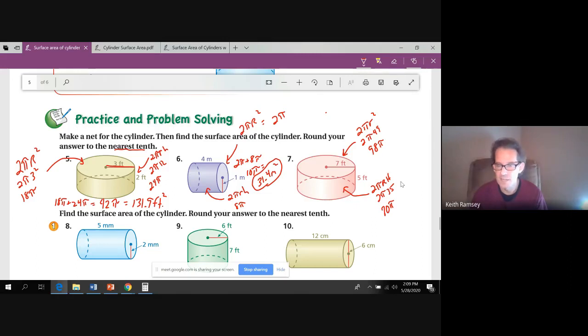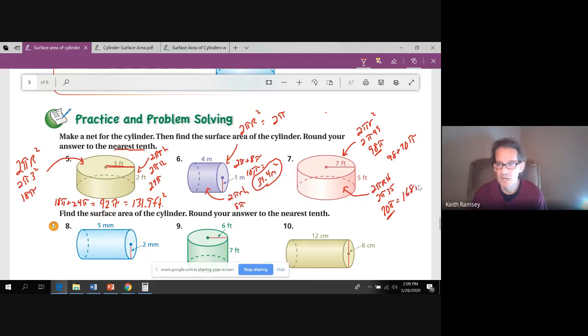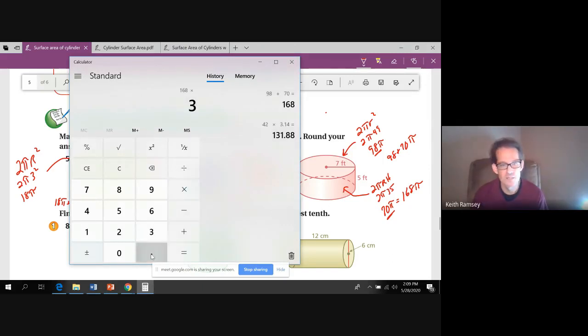Okay. Last step is I'm going to add those two. I'm going to add my 98 for the bases, and I'm going to add my 70 for the lateral surface. So 98 plus 70 times pi, okay? And that's going to equal, here's our calculator, 168 times pi. So 168 pi. And I know pi is 3.14, so I'm going to multiply times 3.14. And my entire surface area is 527.52.